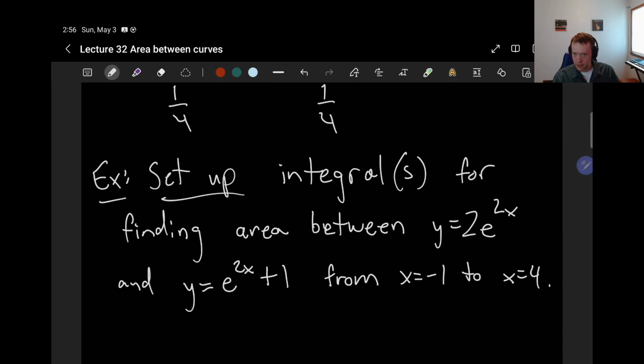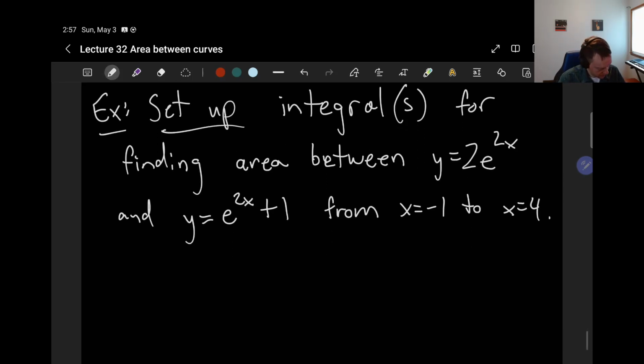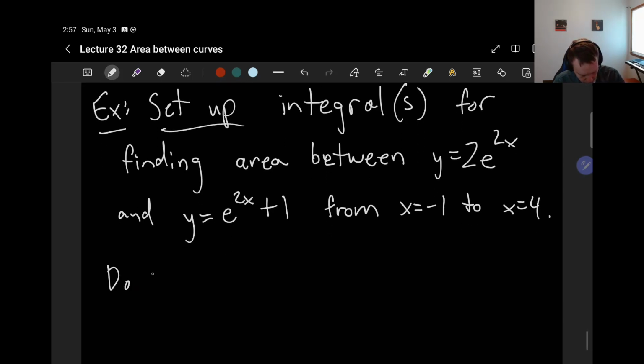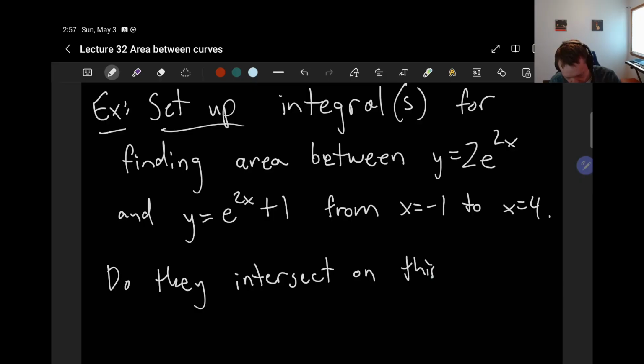However, it's still possible that we might need more than one integral here, because it's possible that they might cross in the middle. And then in which case, what was the top curve now becomes the bottom on the other side, and vice versa. So we want to check first, is there some intersection point in here? Do they intersect on this interval?